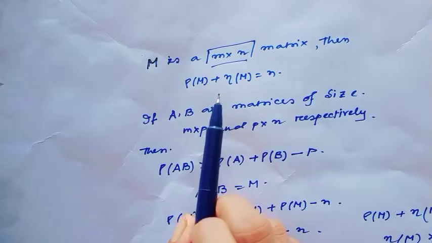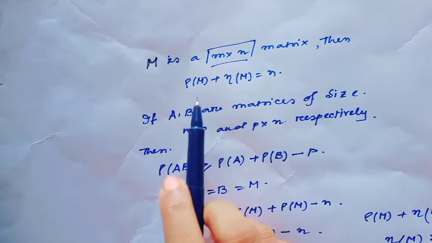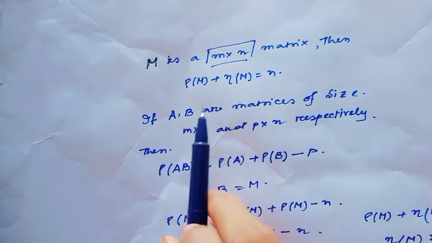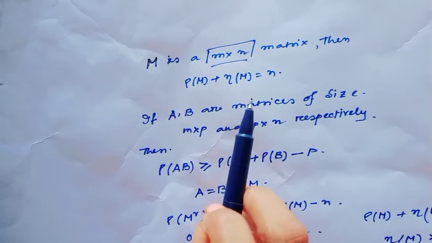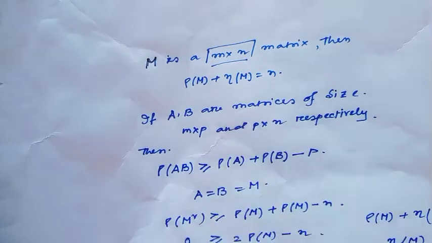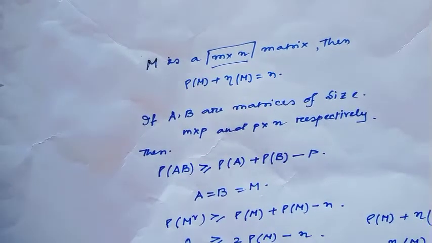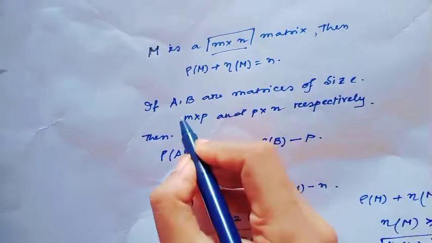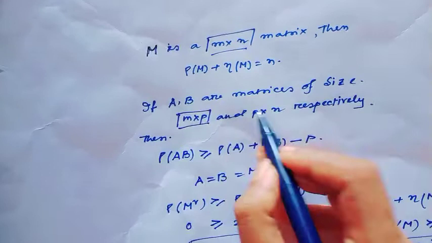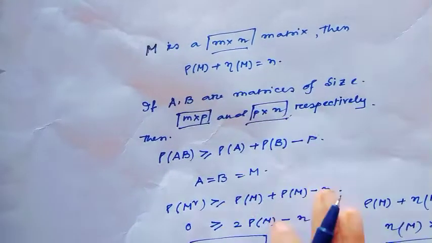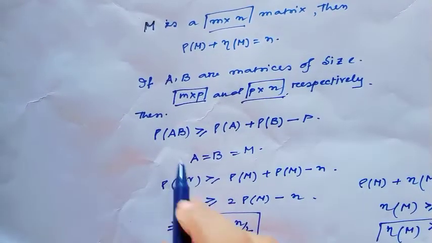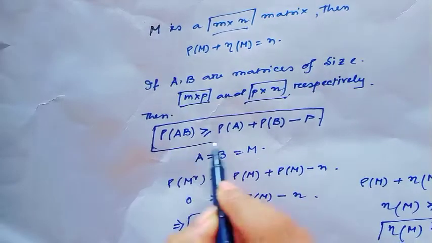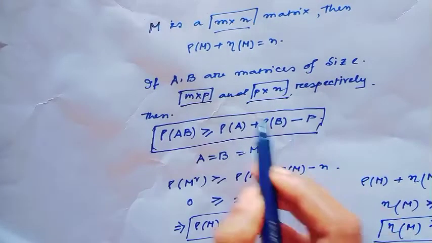This is the basic approach. M is an m cross n matrix, then all of us know the rank of this matrix plus the nullity of this matrix is equal to n, and if A, B are matrices of size m cross p and p cross n respectively, then rank of AB is always greater than or equal to rank of A plus rank of B minus p.